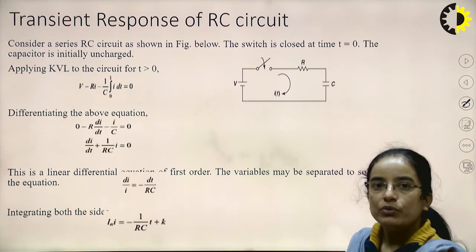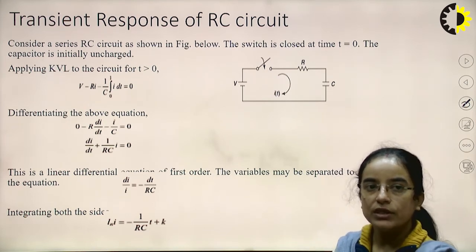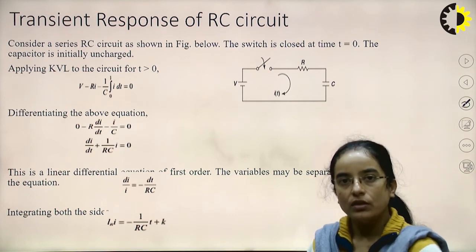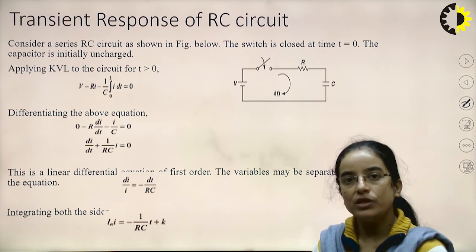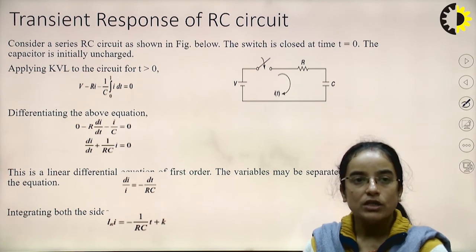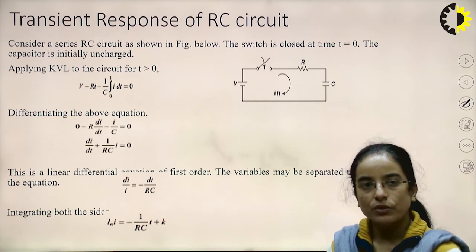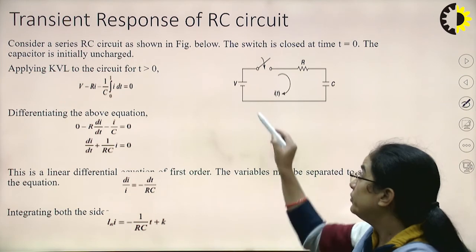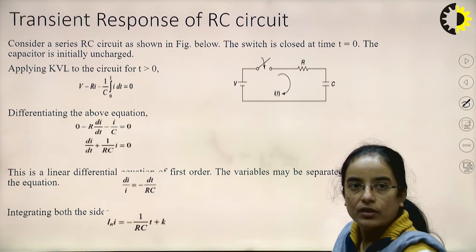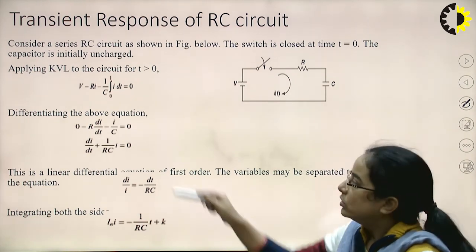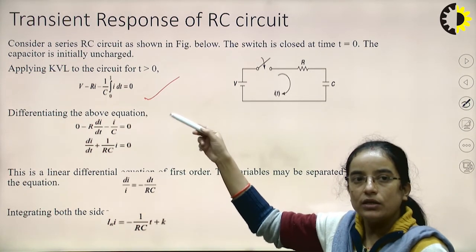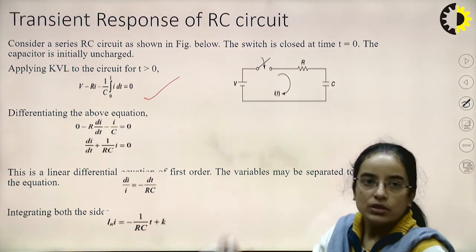So that means when the switch is closed, for t greater than 0 we will write the equation. For t equal to 0 minus there is no condition, because the capacitor was uncharged. Now we will write the KVL equation for t greater than 0. So it will be V minus R into i(t) minus 1 by C integral of i dt equal to 0. This is the equation: V minus Ri minus 1 by C integration of i dt, and the integration will be from 0 to t.